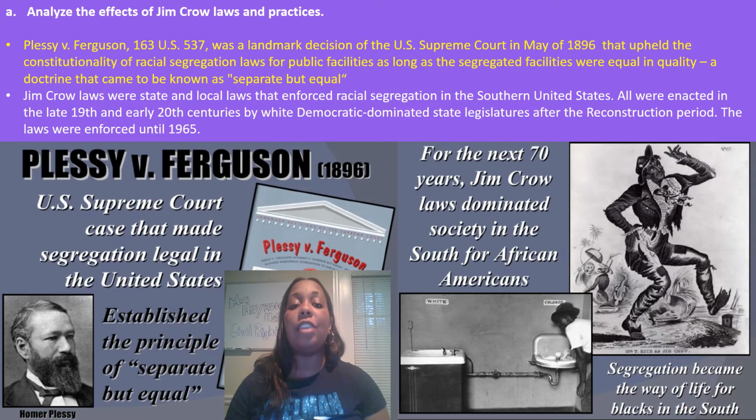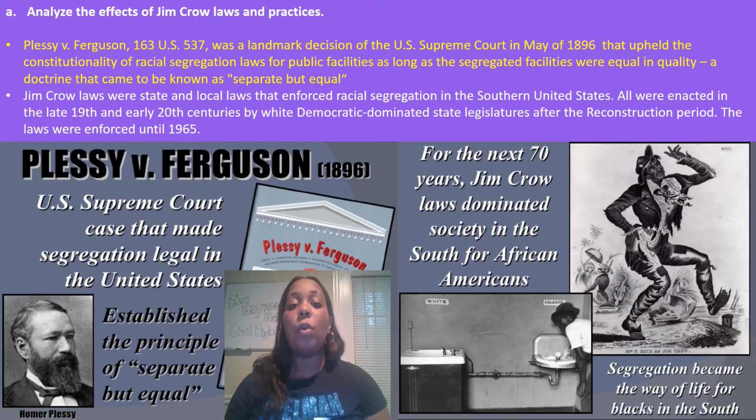This is where we see the introduction of the Jim Crow laws. The Jim Crow laws were state and local laws that enforced racial segregation in the southern United States. They all were enacted between the late 19th and early 20th centuries by white, Democratic-dominated state legislators after the Reconstruction period. These laws were enforced until 1965. Jim Crow laws were named after a Black minstrel show character. These laws included literacy tests, poll taxes, and the grandfather clause.